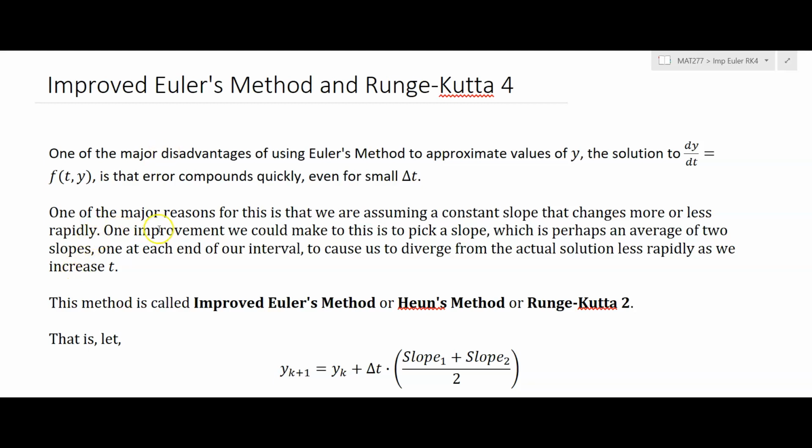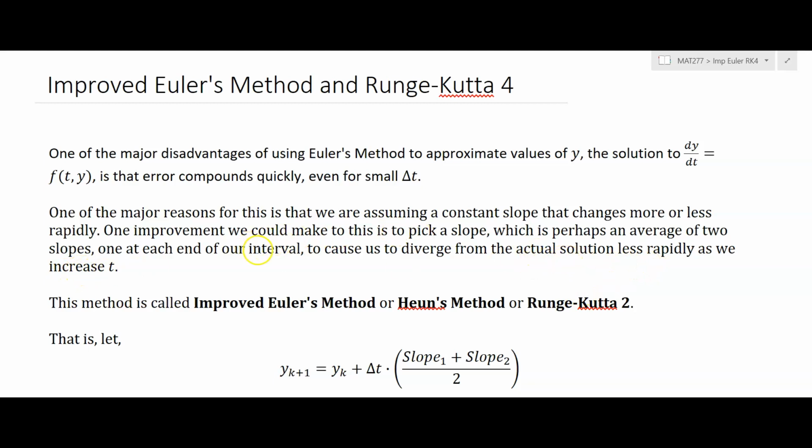One of the major reasons for this is that we are assuming, again, a constant slope that changes more or less rapidly, which varies from function to function. One improvement we could make to this is to pick a slope which is perhaps an average of two slopes. So rather than use one slope and assume that that's the best slope for the entire interval, let's pick two of them, one at each end of our interval, to cause us to diverge from the actual solution less rapidly as we increase t.